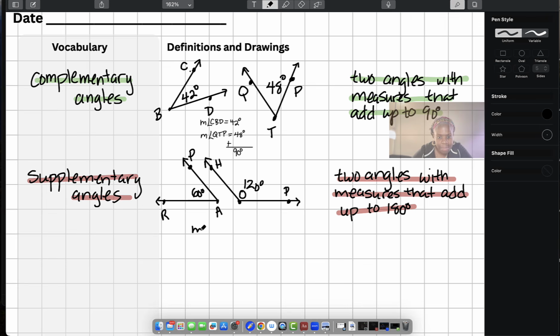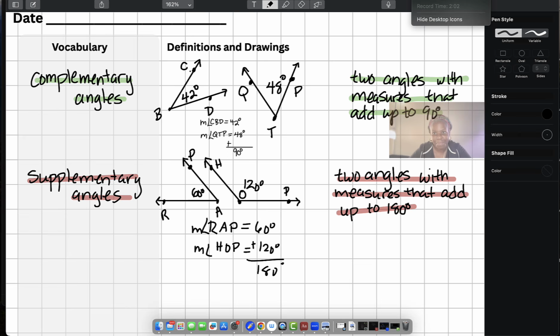So if we have the measure of angle RAP equaling, let me write my angle in there, equaling 60 degrees, and then the measure of this other angle, HOP, I used P twice, I shouldn't have, but that's all right. The measure of angle HOP being 120 degrees, we can add those together, we get 180, and so we know that these two angles are indeed supplementary.